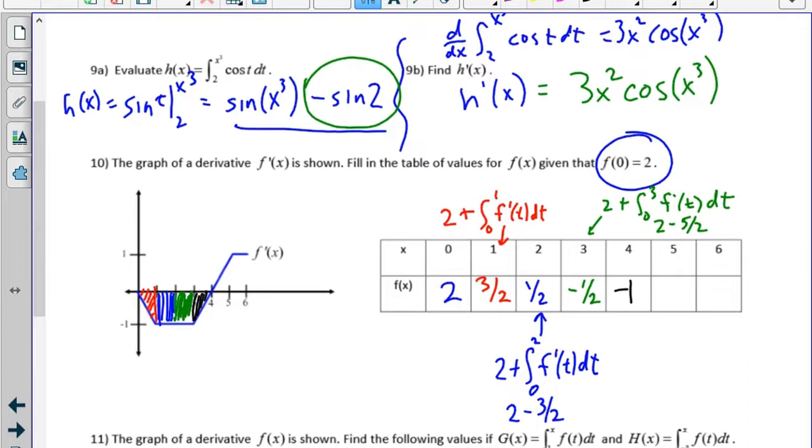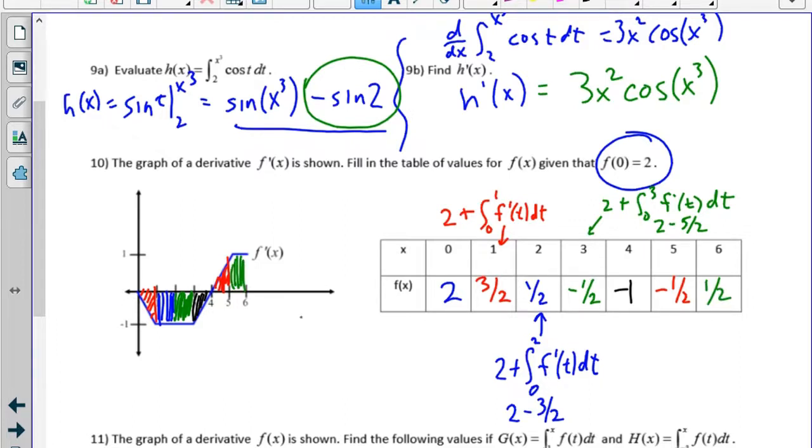Number 5, we've added a half back. So that means I'm back to negative 1/2. So I've now added 1/2 back. And then number 6, at x equals 6, I'm adding 1, so I end up with 1/2.